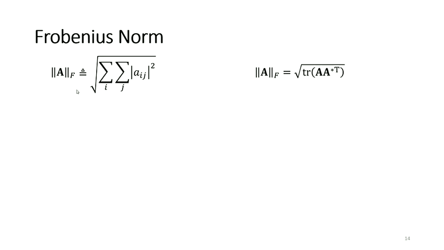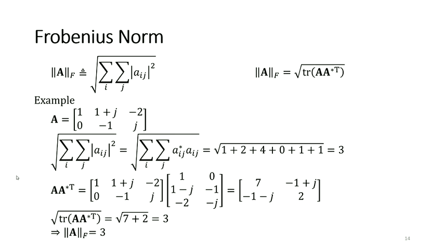That's the Frobenius norm. It turns out that the Frobenius norm is also equal to the square root of the trace of the matrix times its transpose. I'm ignoring the conjugate here because, like I said, most of the time we are going to deal with real matrices. Here's an example. This is the matrix A, and we want to find the Frobenius norm.